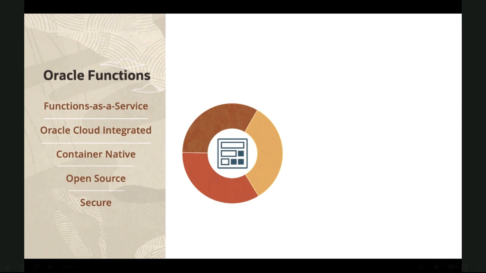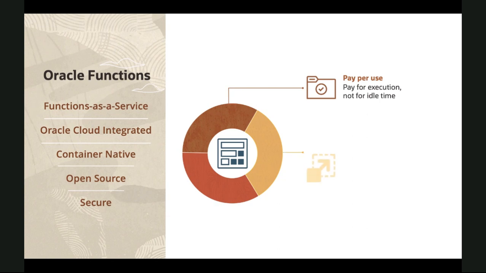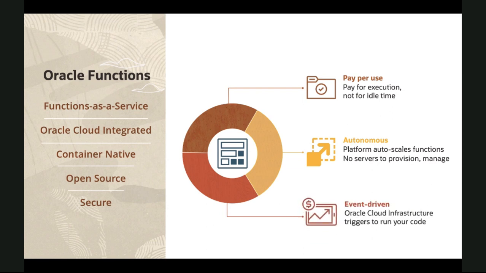Functions is secure using Oracle Cloud's security constructs such as networking, identity and access management, compartments, and many more. Let's look at some of the benefits of Oracle Functions. Functions is a pay-per-use platform, which means you only pay for the function execution and you're not paying anything if your functions are idle. The platform is autonomous, so it takes care of provisioning, managing, and auto-scaling your functions for you. And as a user, you do not have to worry about any of these concerns. It's an event-driven platform. There are a number of Oracle Cloud Infrastructure services which can automatically trigger your function code for you.